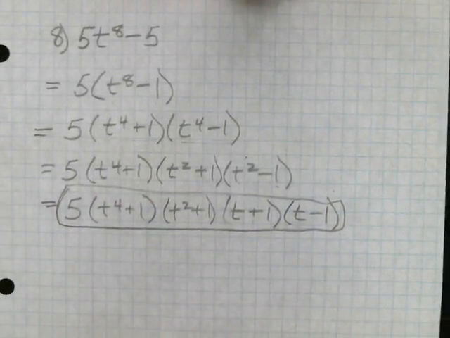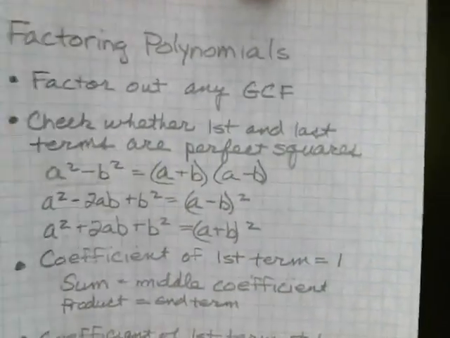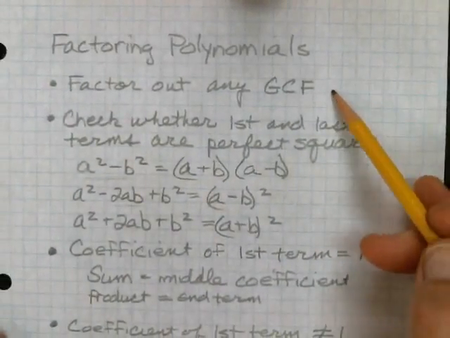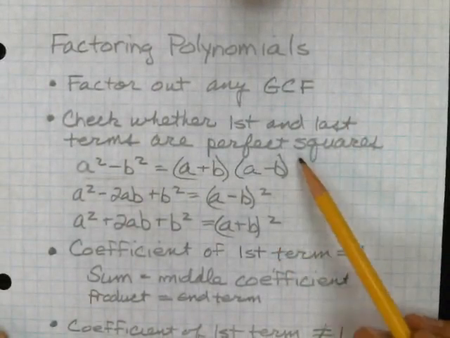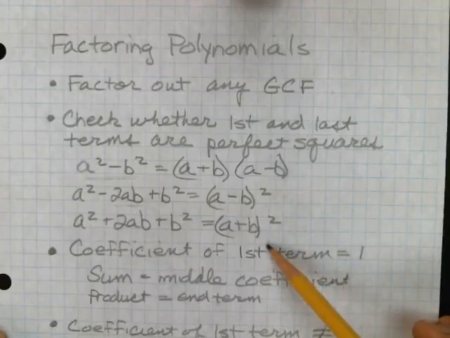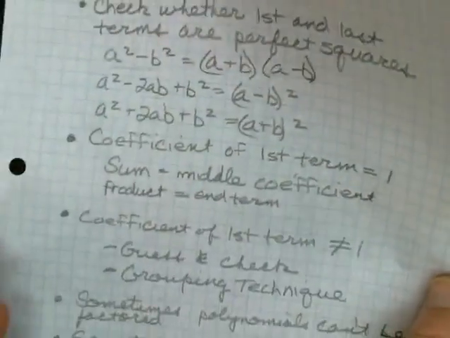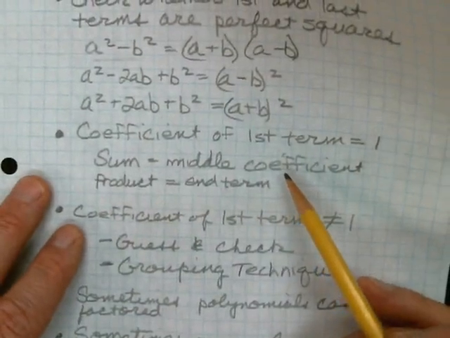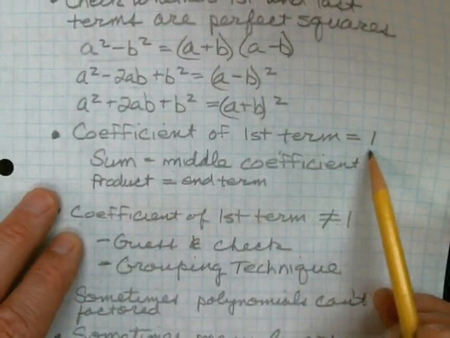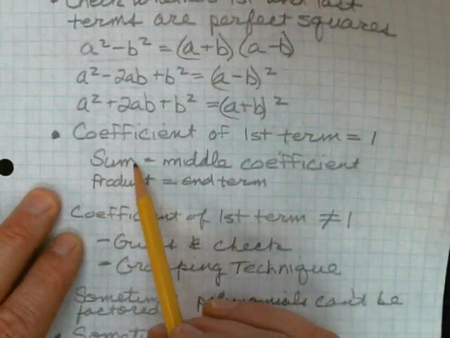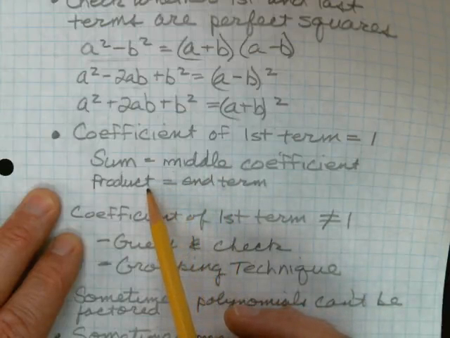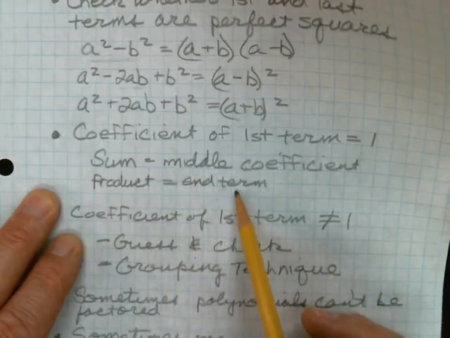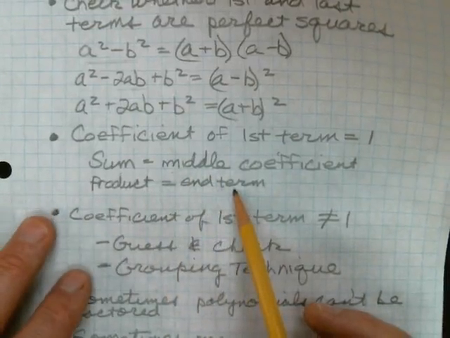So again, I hope that overview of the different things was helpful. Again, what I want you to remember is, first factor out any GCF. Look at whether the a and b terms are perfect squares. If so, then you make it this type of situation. If the coefficient of the first term, the a term, is 1, then you need a sum equal to the middle coefficient, and the product is the last term.